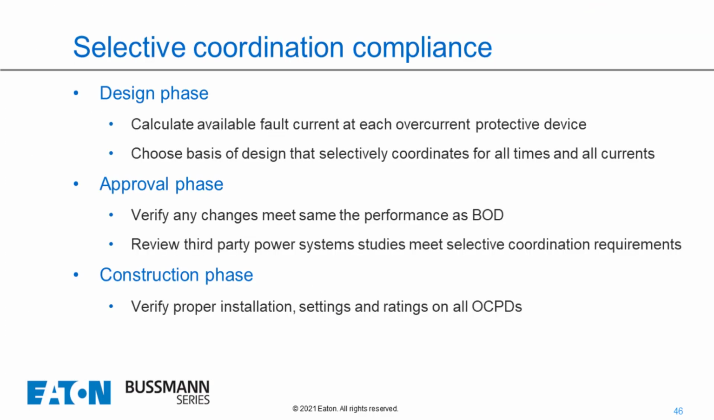So in summary, the first thing we have to look at in the design phase is that we need to really calculate the available fault current. Can we get exactly accurate? Well, we can get close. So we should know approximately what our available fault current is. And then we have to choose the correct design for selective coordination.